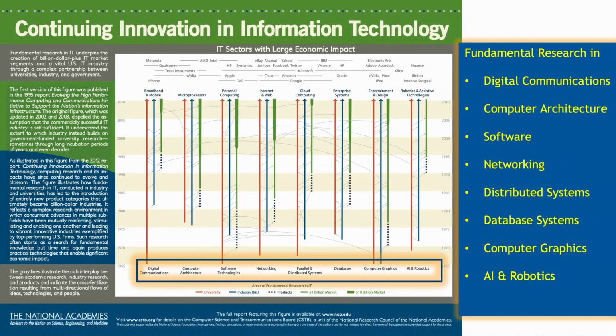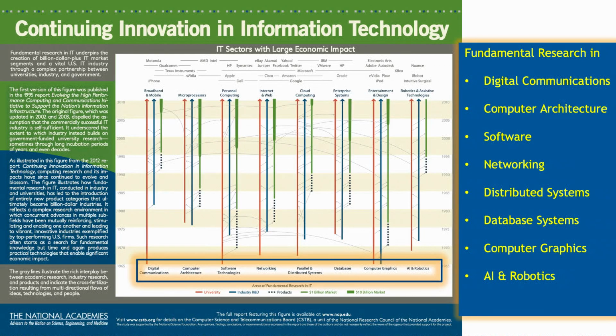On the bottom side are the various fundamental research areas, and I've captured them: digital communications, computer architecture, software, networking, distributed systems, database systems, computer graphics, AI, and robotics. Each of these, NSF has multiple programs in. We funded research in the foundational science and engineering behind all of these domains.